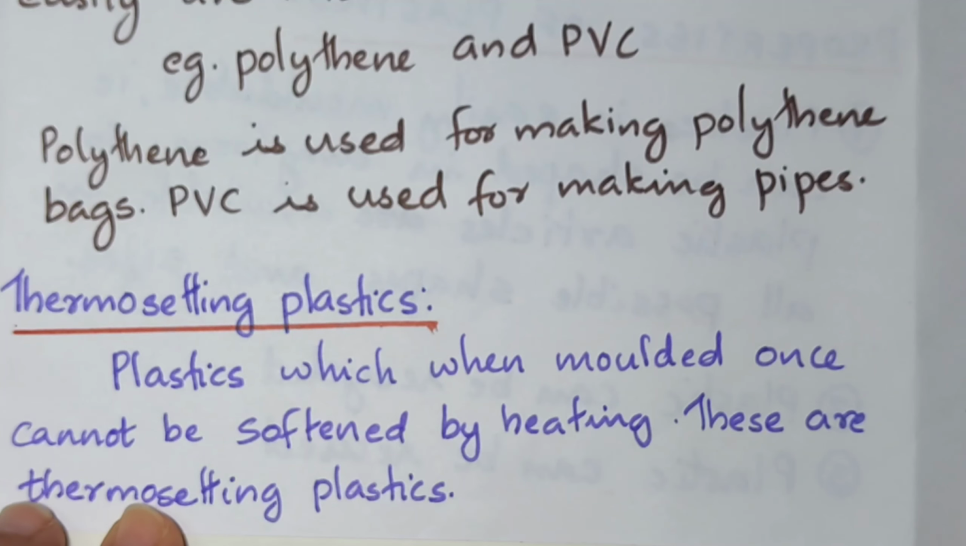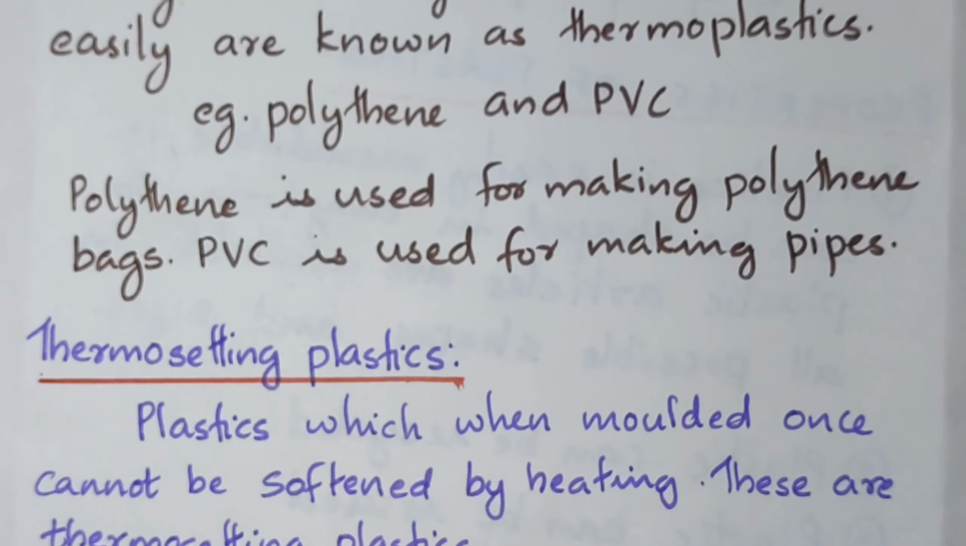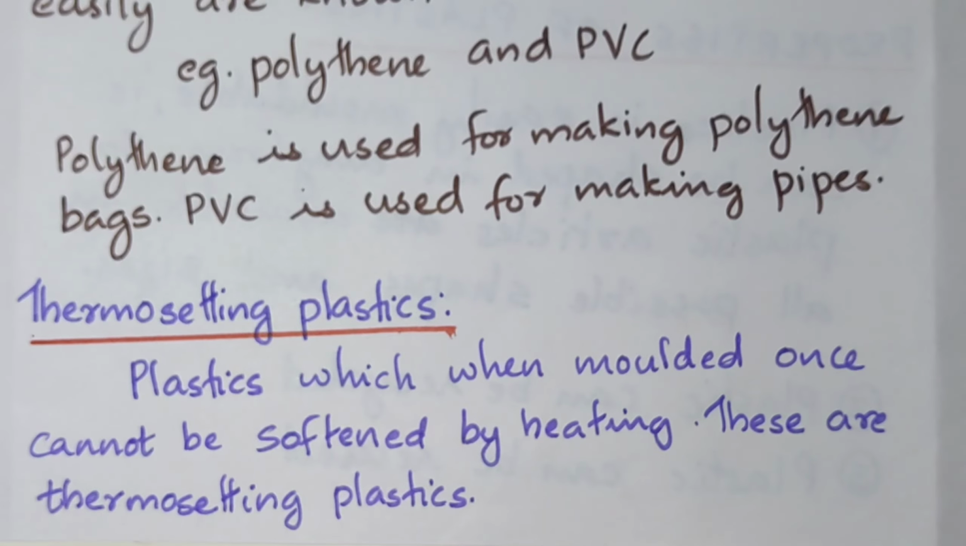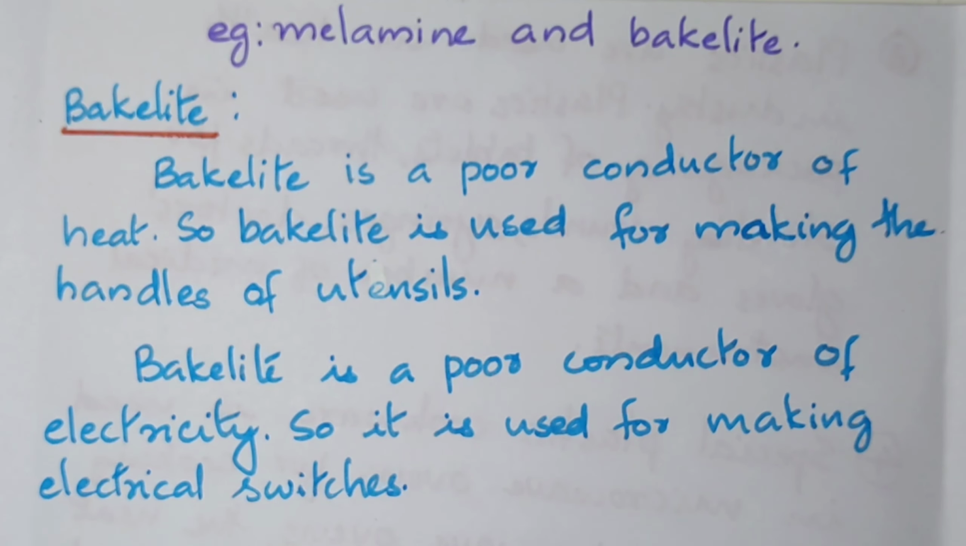Thermosetting plastics. Plastics which when molded once cannot be softened by heating. These are thermosetting plastics. Example, melamine and Bakelite. Examples for thermosetting plastics.